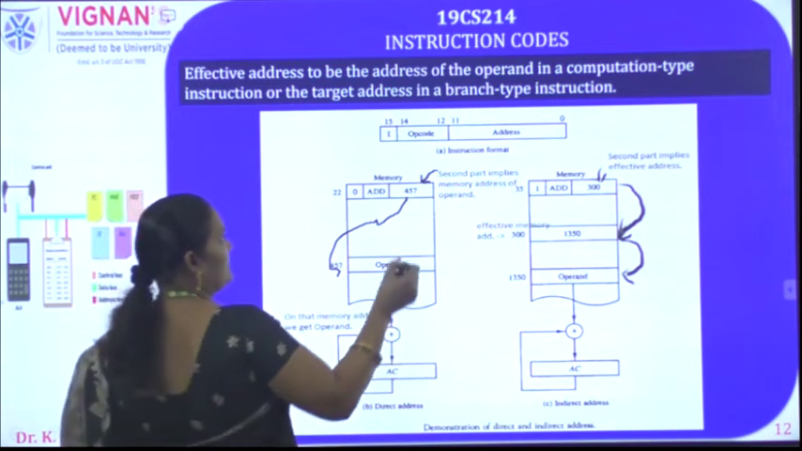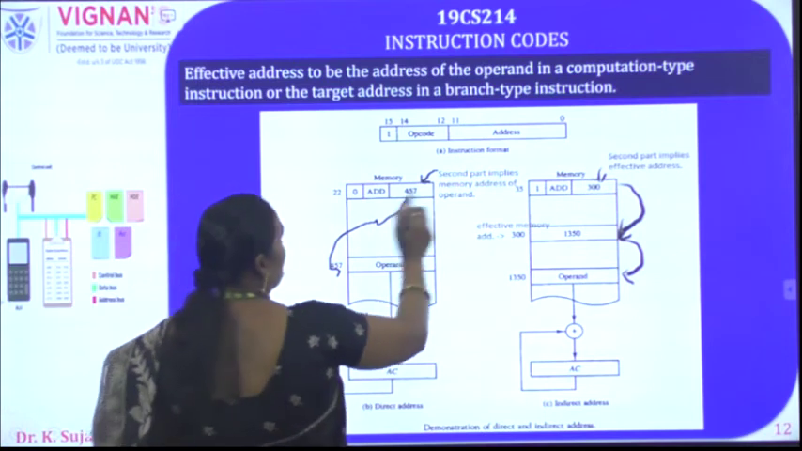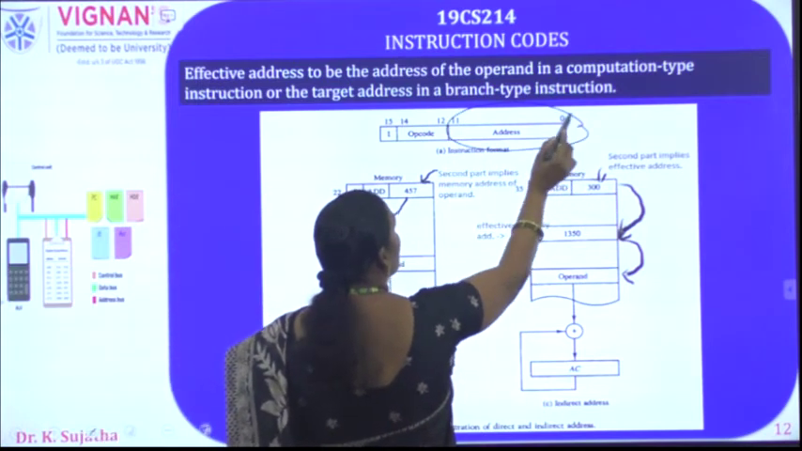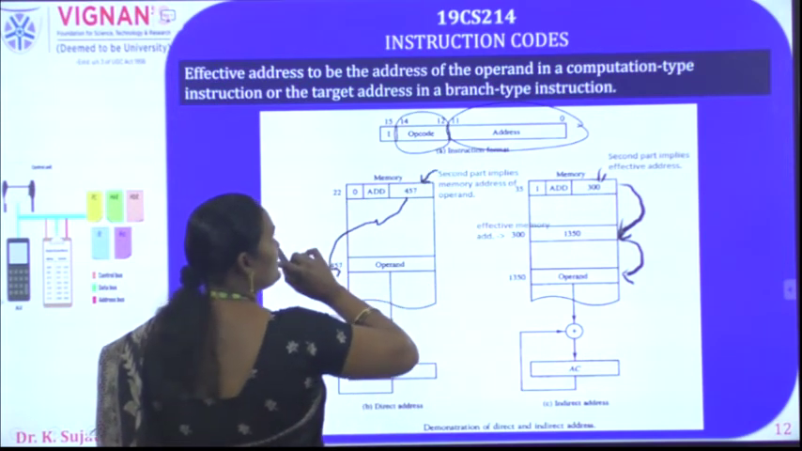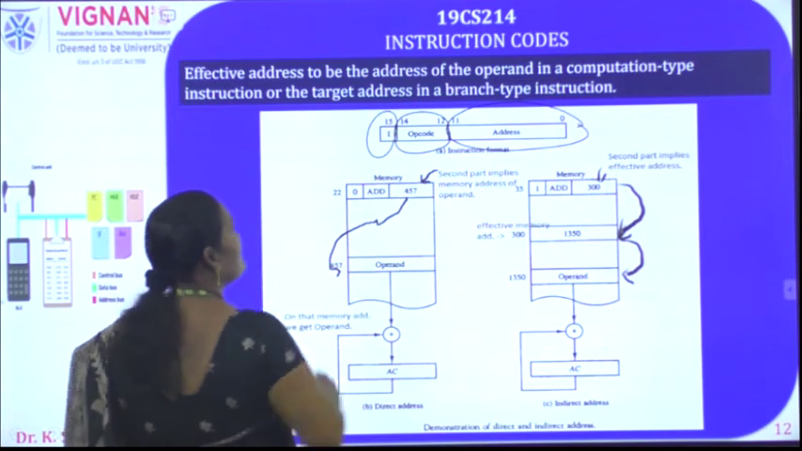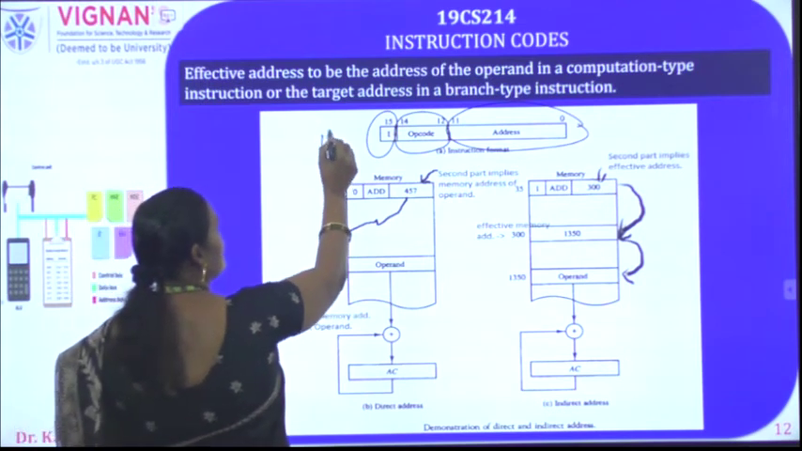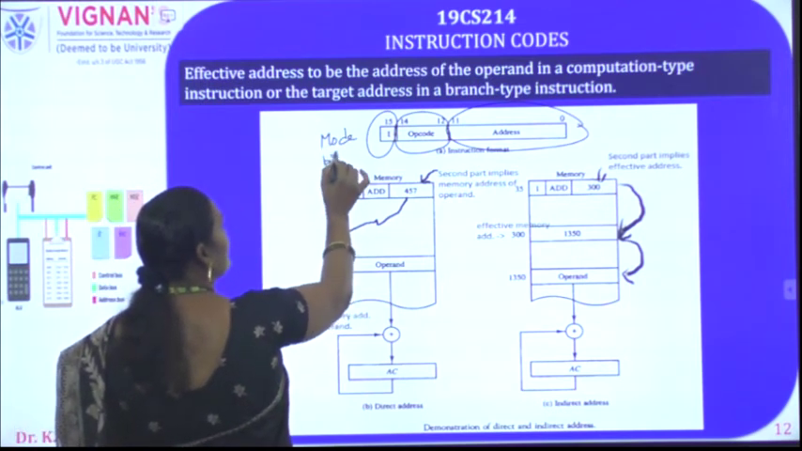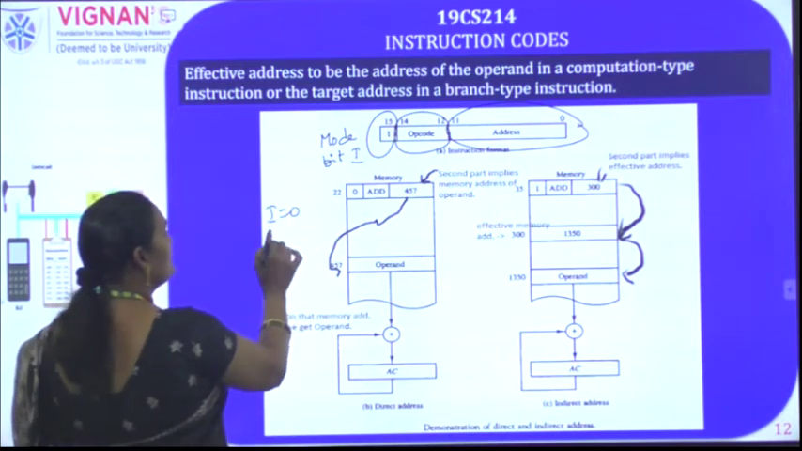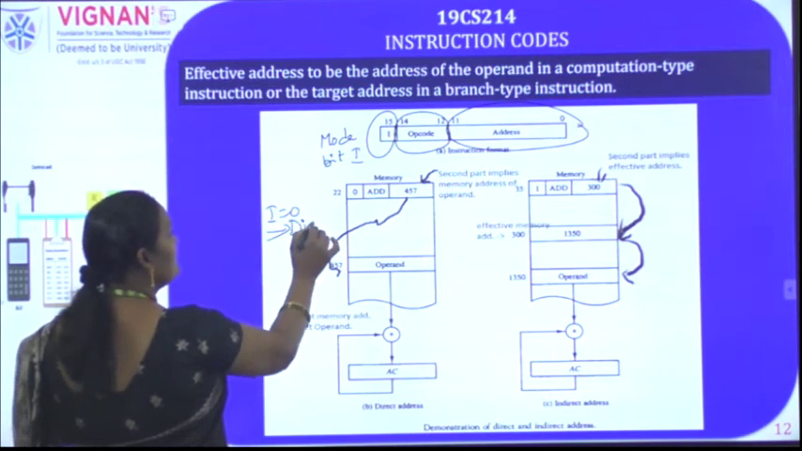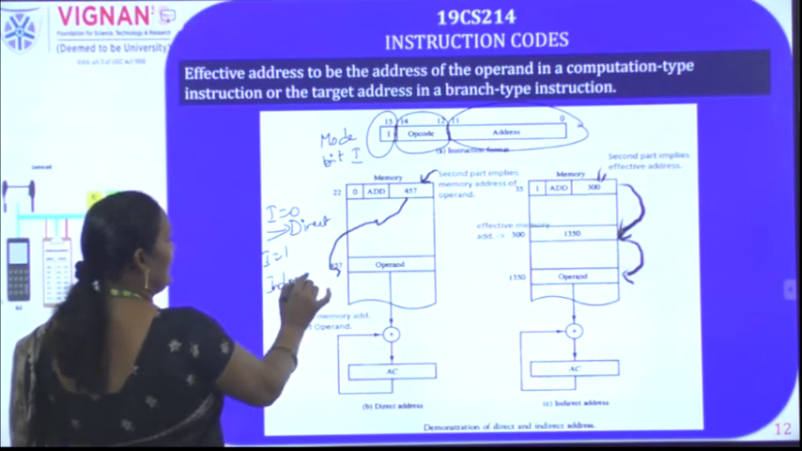Let us see here, your instruction code format is represented in three parts. The first part, bits 0 to 11, is used to represent the address. The second part, bits 12 to 14, is used to represent the opcode. The 15th bit is used for the mode part, called the mode bit I. If the mode bit I is equal to 0, it indicates direct addressing. If mode bit I is equal to 1, it indicates indirect addressing.